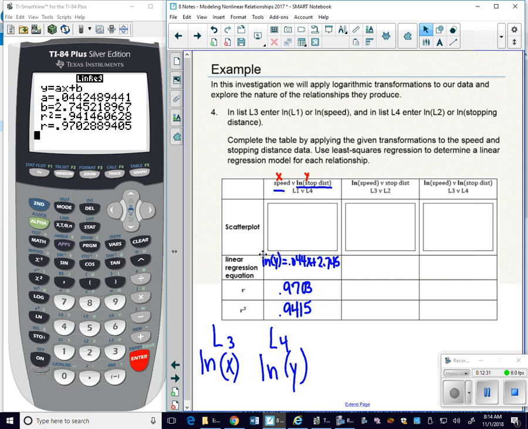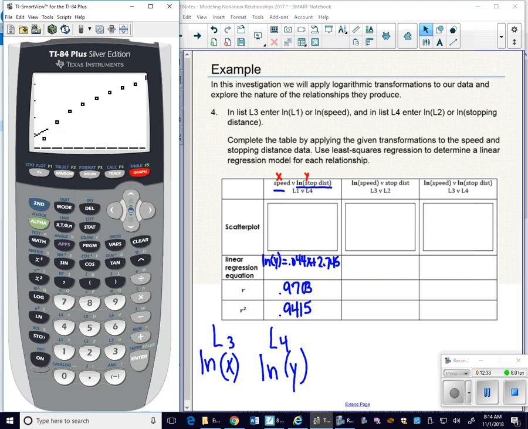So if I were to actually hit graph here, I wouldn't say that that's any better, really, than the original model that I came up with. Those r and r squared values aren't any closer to 1 than what I started with. So I would rule this model out. So we want to try a different model then.